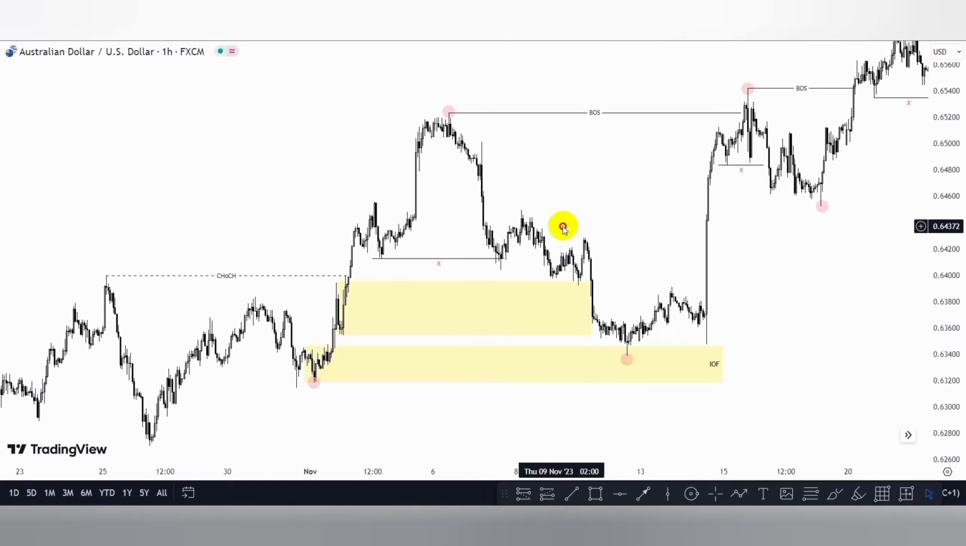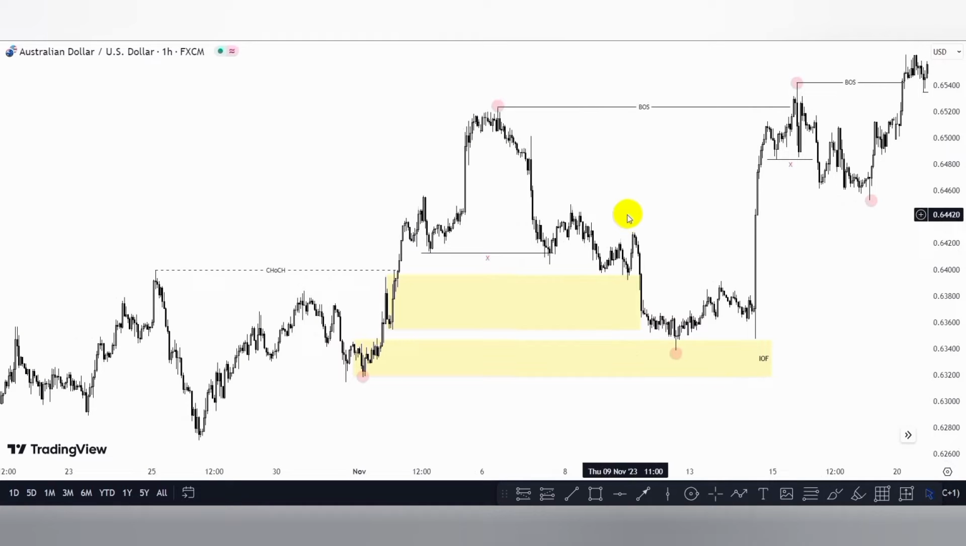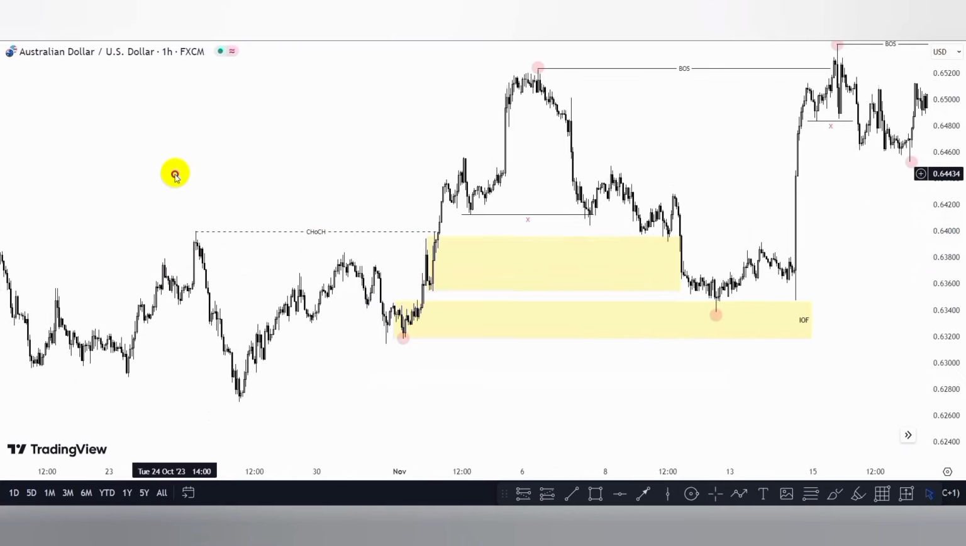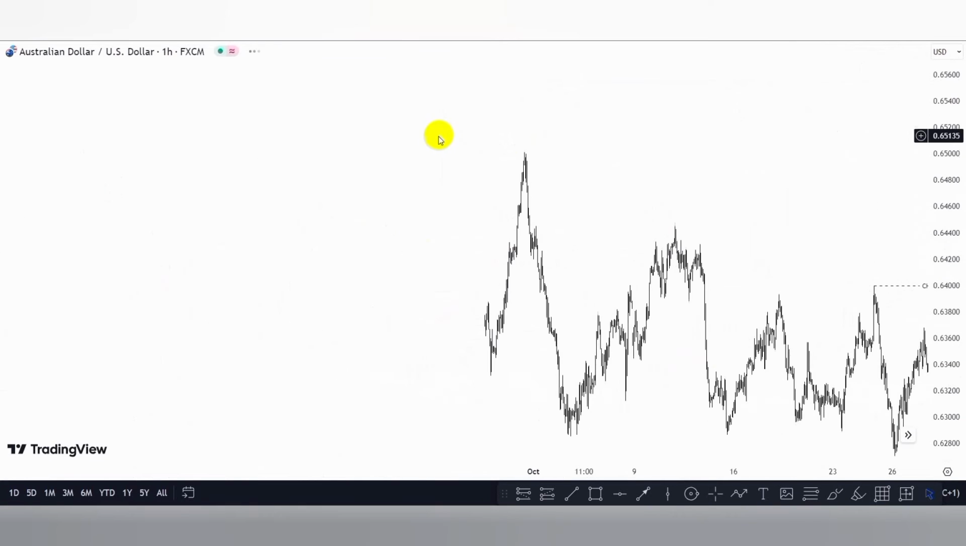So guys, let's look at this chart example among many others that we're still going to look at. So you can see here we have the market change in character, because you can see the market has been falling to the downside.